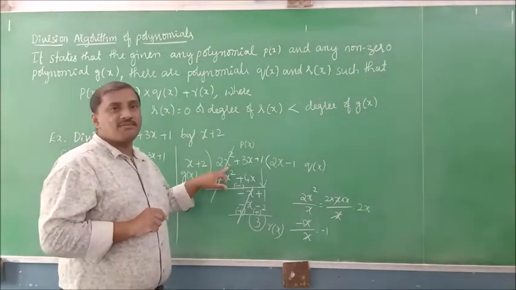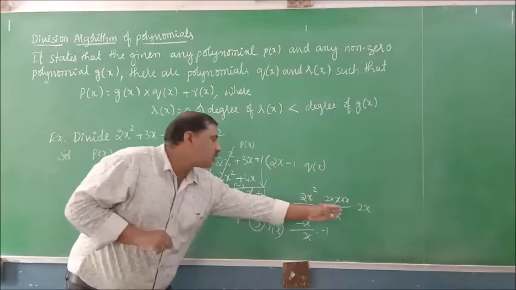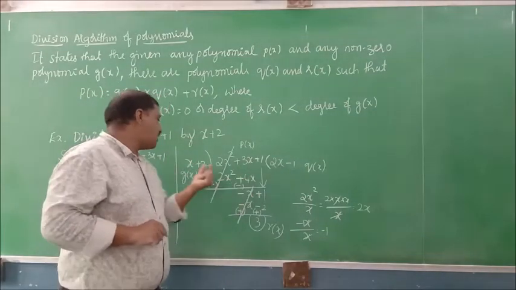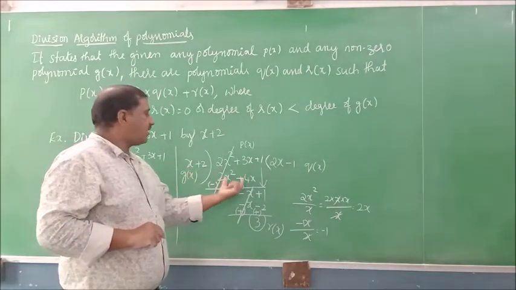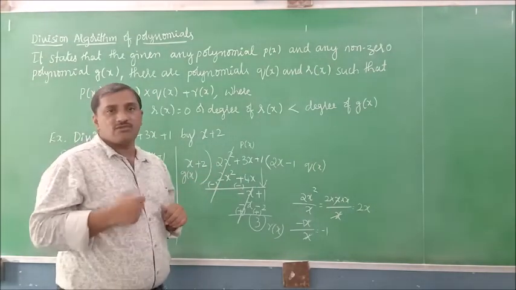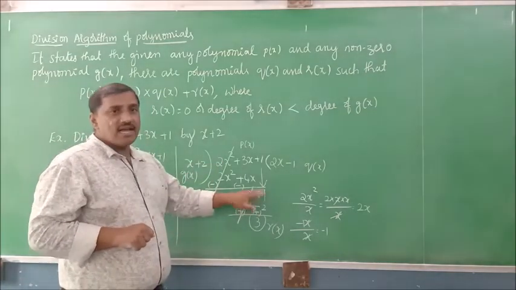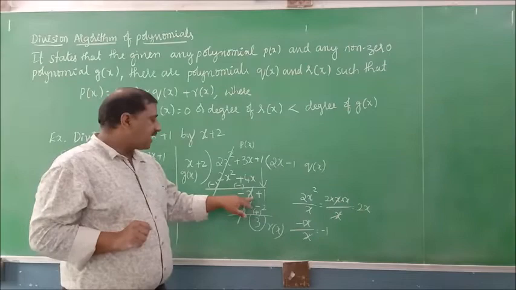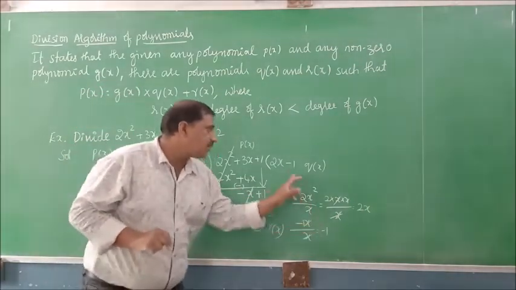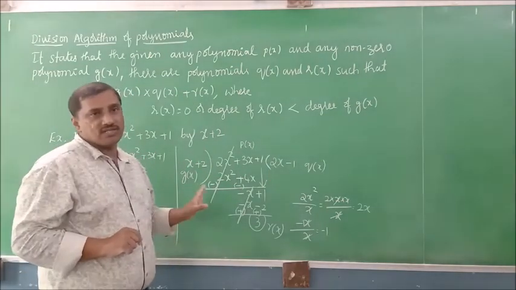Then third step: divide the first term of the dividend with the first term of the divisor. Whatever quotient we get, place it in the quotient place, and then multiply the divisor with this quotient. Write the product and subtract. While subtracting, the signs will change, that is, plus will become minus, minus will become plus. Then you will get the second dividend. Again, divide the first term of the second dividend with the first term of the divisor. You get the quotient, place it here, and continue the same steps. Like this, you will do the division.